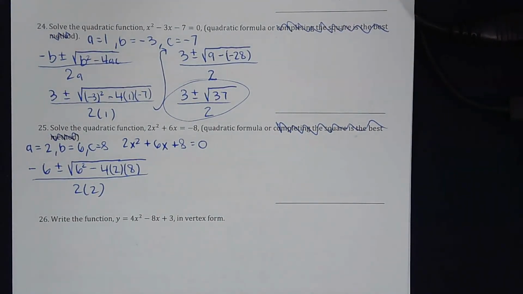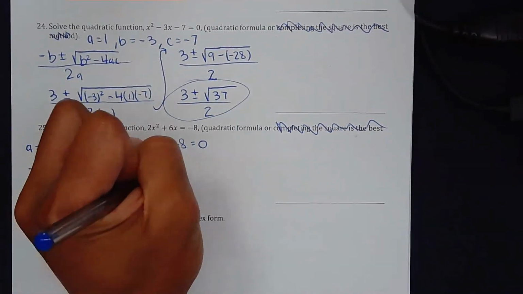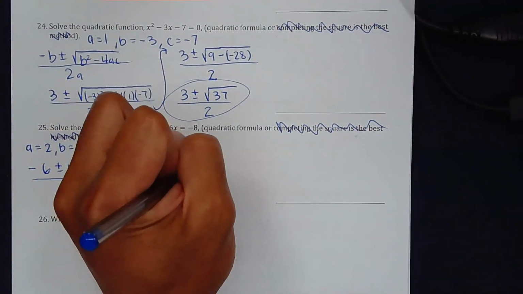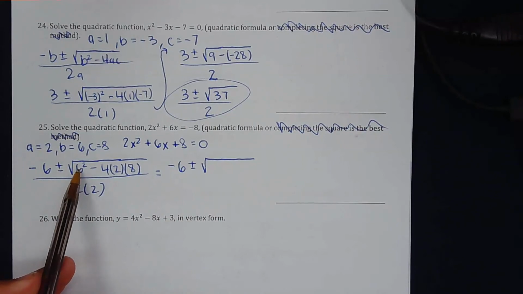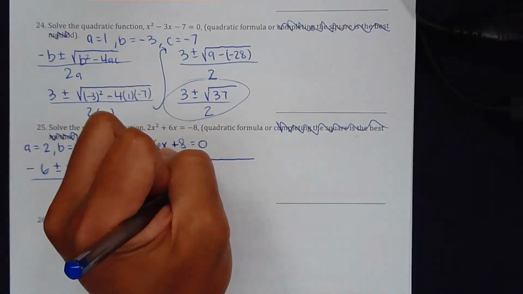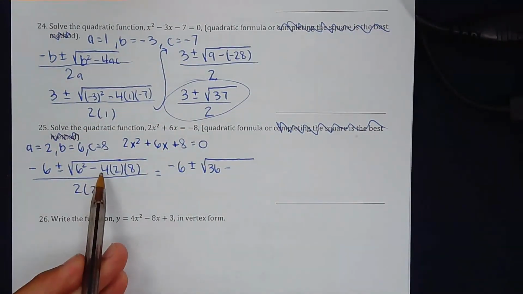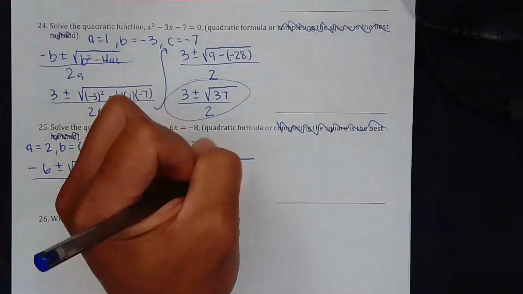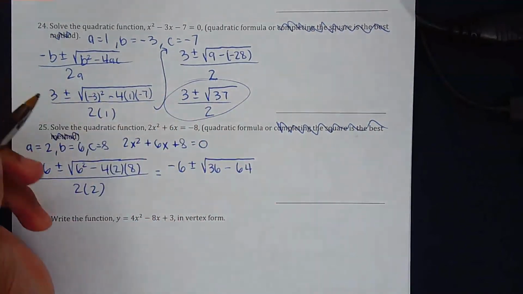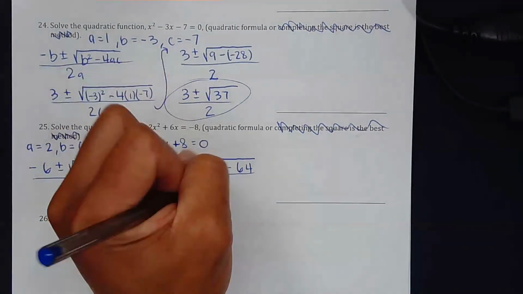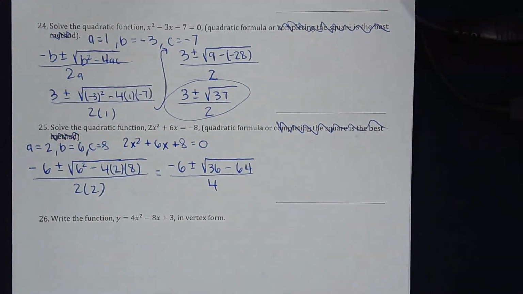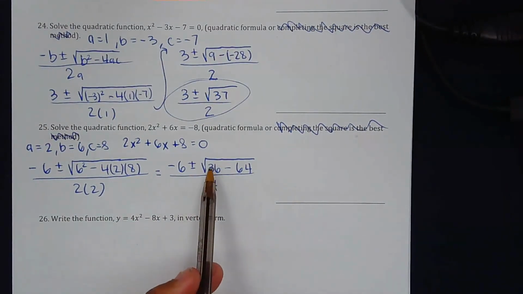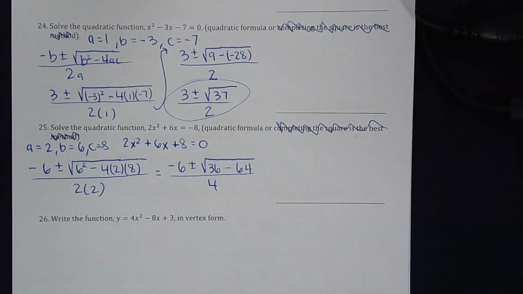All right, just as we previously did, we go ahead and simplify the radical first. So we have negative 6 plus or minus the square root of 6 squared gives us 36, minus 4 times 2 is 8. 8 times 8 gives us 64. All divided by 4. All right, so now we want to have 36 minus 64, so we can simplify that radical one more step.